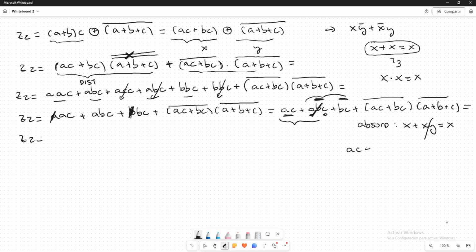AC plus ABC. We have here AC and we have here AC. So we have the same multiplying something. We can apply the same theorem if we want using these two. So we have finally this. We have simplified a lot of terms using the axiom and theorem. Once you practice, this is quite fast. I'm going slowly so you can see it.